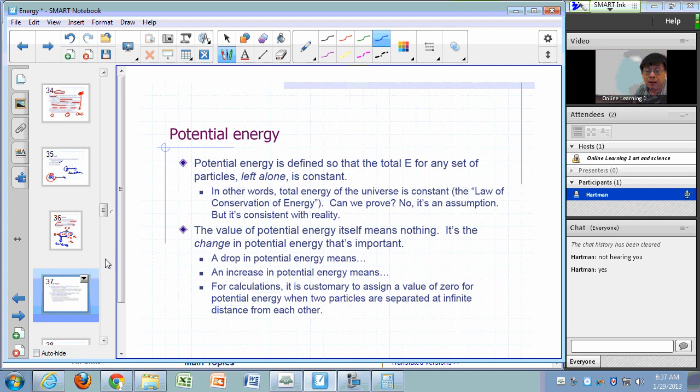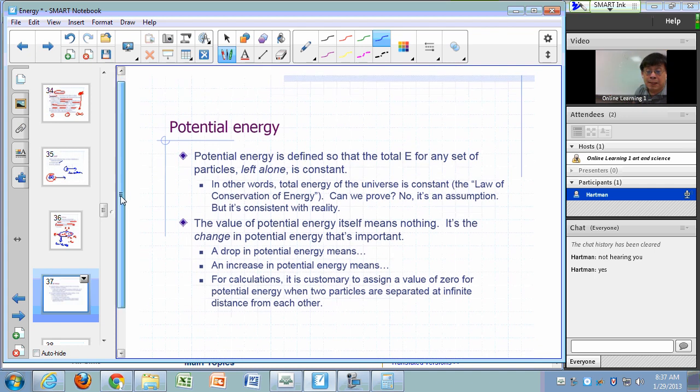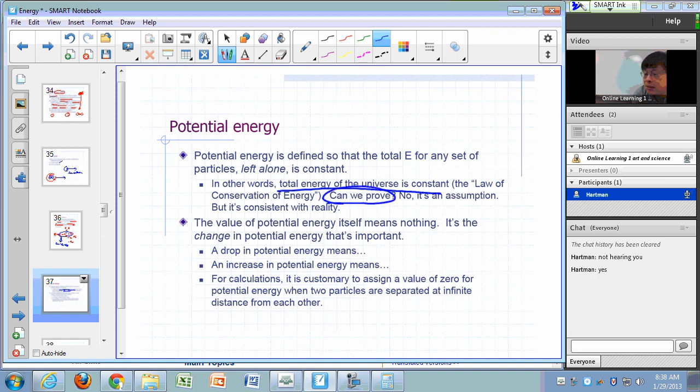All right. Now, potential energy is defined so that the total energy for any set of particles, if you were to leave them alone, would be constant. In other words, what we're saying is the total energy of the universe is constant. That's called the law of conservation of energy. So, is this something that we can prove? No, that's not something we can prove. That's an assumption we have to make, based on our observations of nature, and it's consistent with reality.